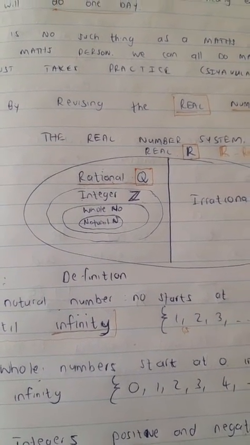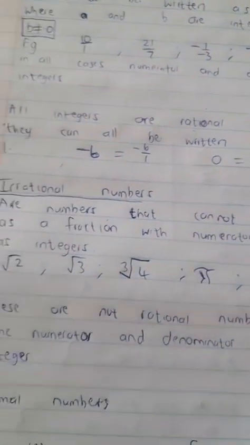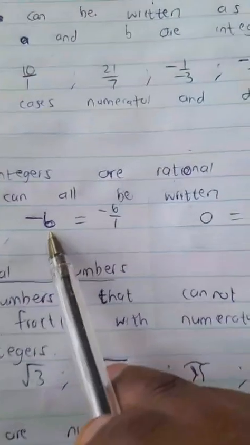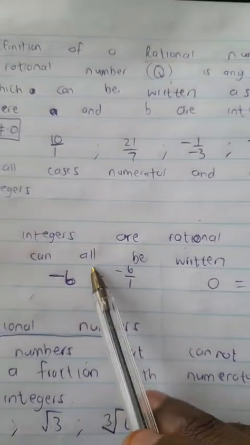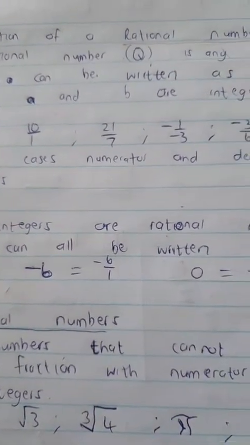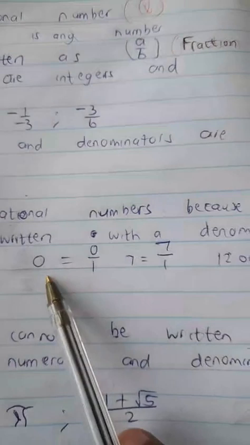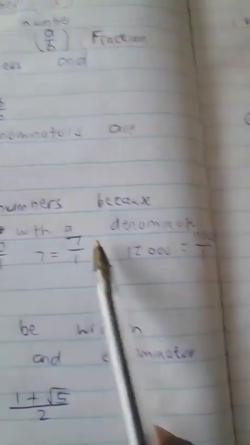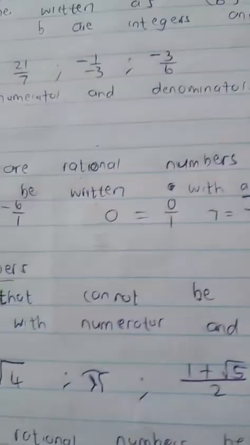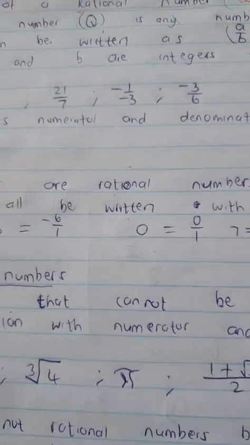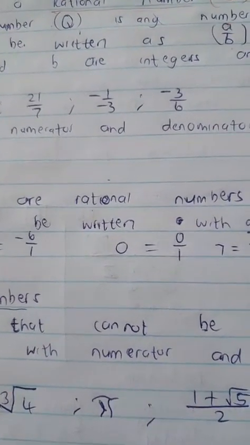Can there be a number without a denominator? Remember, guys, all numbers can actually have a denominator. So for instance, -6 can be written as -6 over 1. Any number can be written as that number over 1. Hence 0 can be written as 0 over 1, 7 as 7 over 1, and 12,000 as 12,000 over 1. So if you're asking whether there can be a number without a denominator, if it's a real number, it will always have a denominator. That's very important to note.